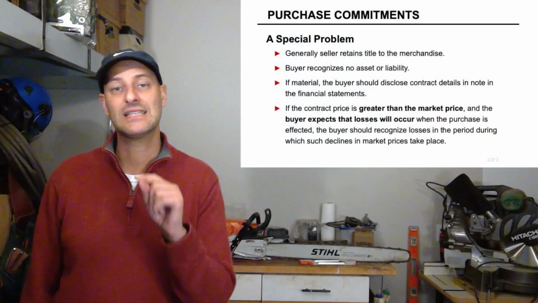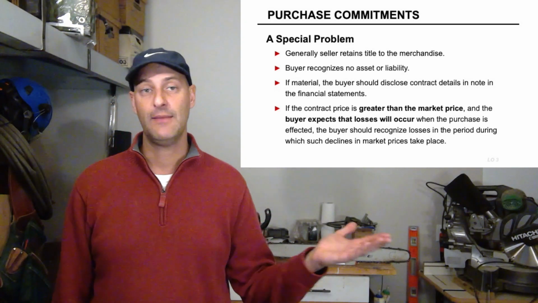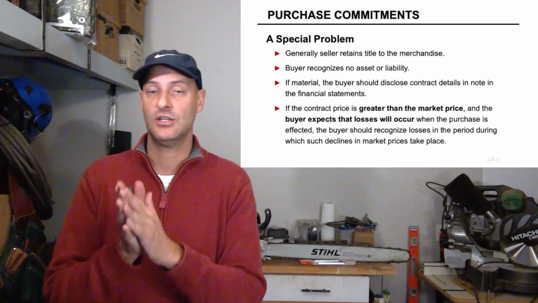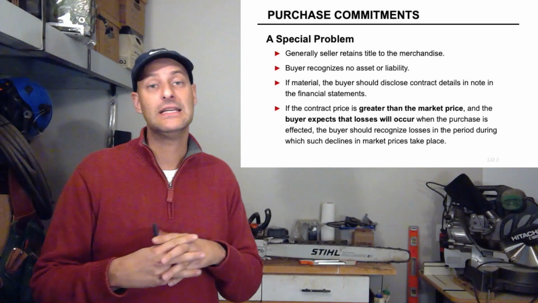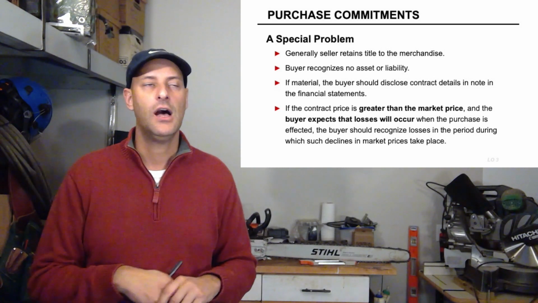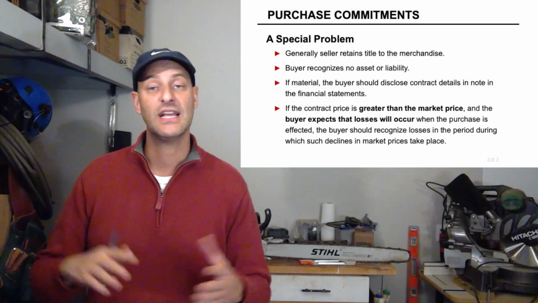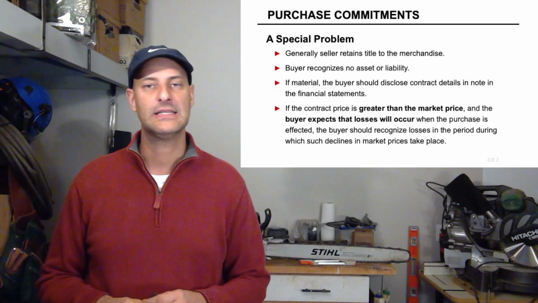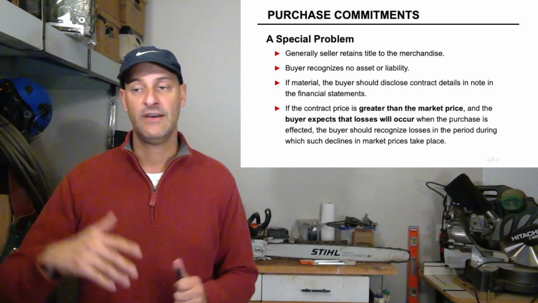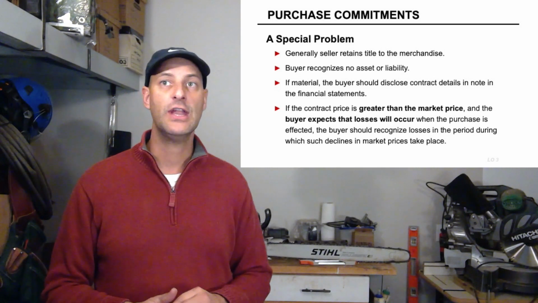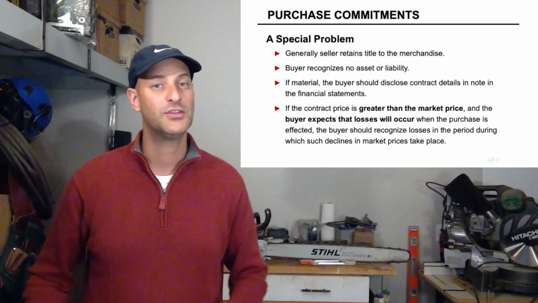So in this case, generally the seller retains title to merchandise because it's just a commitment, and the buyer recognizes no asset or liability at the time of the contract because there's no accounting transaction. If it's material, the company does need to disclose that. A lot of times there are no single material items, but companies routinely enter into purchase commitments, in which case they will usually have a footnote in their financial statements that says, in the normal course of business, we enter into purchase commitments. An evaluation of these purchase commitments at the end of the year revealed that none of them needed to be adjusted for loss in market values, or something like that is normally what you would see.